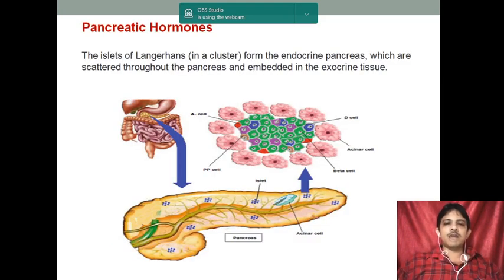Now whenever we are talking about the pancreatic hormones, the islets of Langerhans contain different types of cells like beta cell, D cell, alpha cell, PP cell, etc. These cells are responsible for the secretion of different hormones like insulin, glucagon, somatostatin, etc. So these cells are majorly responsible for the secretion of these hormones, and these hormones have some specific functions.